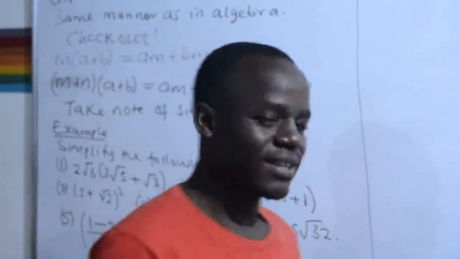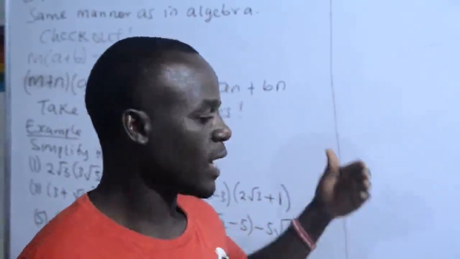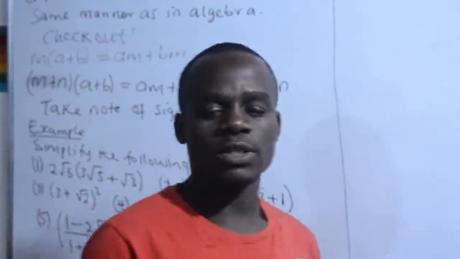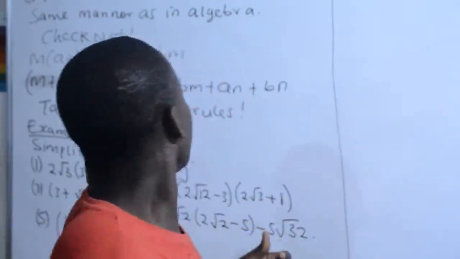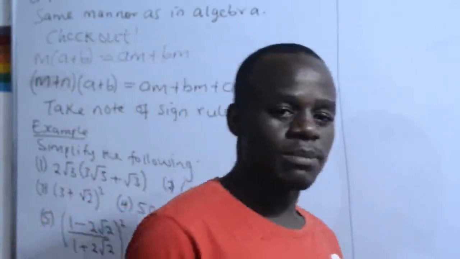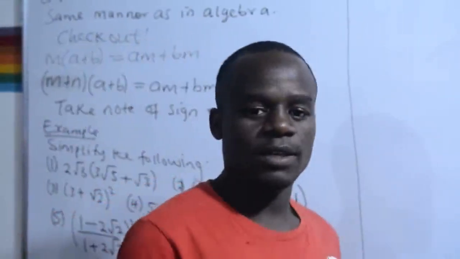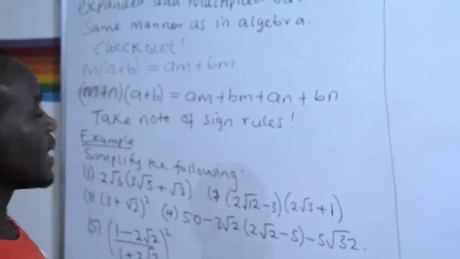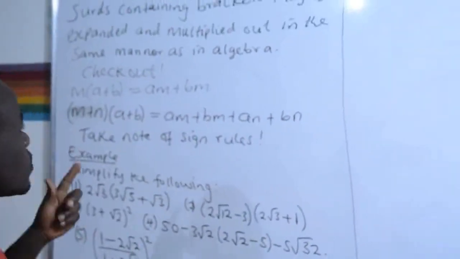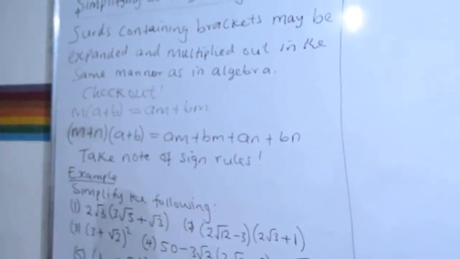Good students. From our previous lesson, we discussed surds. We looked at the rules for manipulating surds and we saw many problems concerning surds. Today, we are going to concentrate on simplifying surds that involve brackets. Just as in algebra, surds containing brackets may be expanded and multiplied out in the same manner as in algebra. Check it out here.